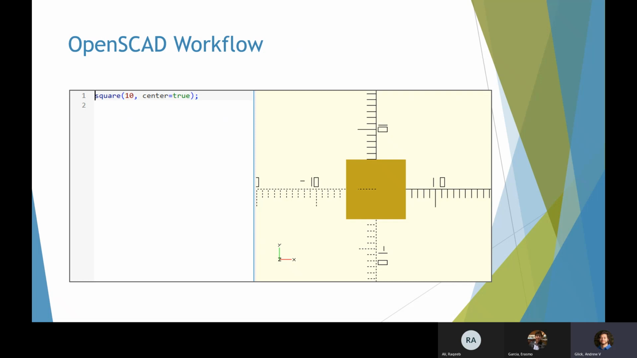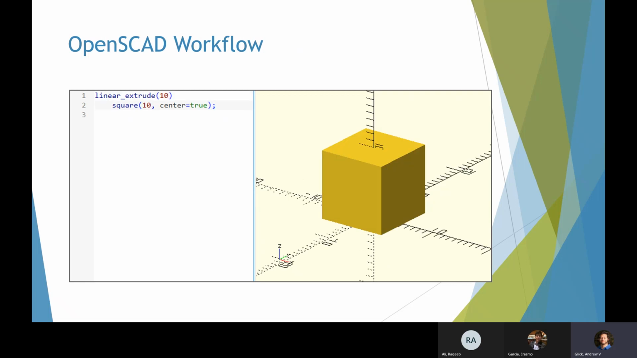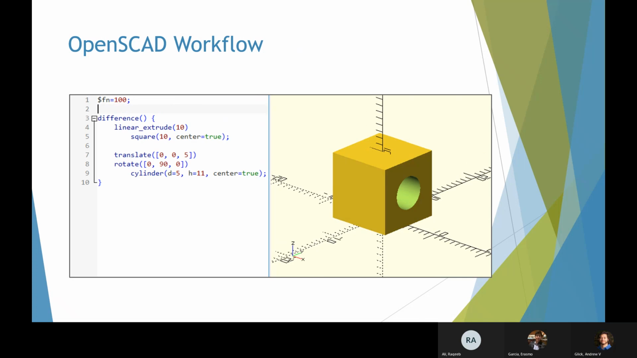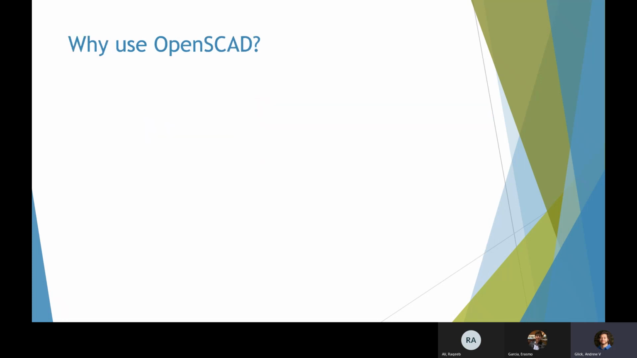So here we can start off with a square, size 10, specifying that it's centered. Then we could also extrude the square, get a cube, and then we can cut a hole out of it with the difference operator. I'll talk about all that stuff in a bit. We create a cylinder, rotate it, translate it up, and perform a Boolean operation. And don't worry about the $fn on the top line, that will be explained later.